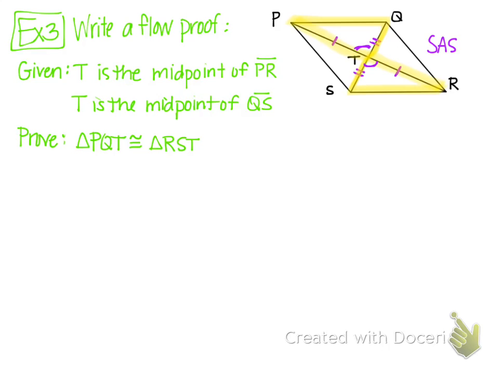Now when you do the flow chart, you cannot group together the given. So the first thing we're going to write is T is the midpoint of PR. I'm going to use some abbreviations so I'm not writing as much. T is the midpoint of PR. And that is a statement, so I'm going to put a box around it. And my reason goes below it, and my reason is given.